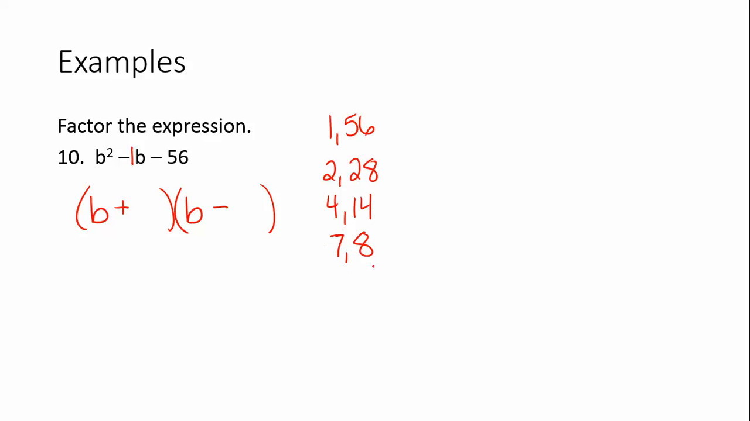Some of you now are going to be able to recognize right away it should be a positive 7 and a negative 8 because we want to get a negative 1 in the middle. So this gives you a 7b, the outside gives you negative 8b, and when you combine those two terms, you get the negative 1b or the negative b. So b plus 7 times b minus 8.